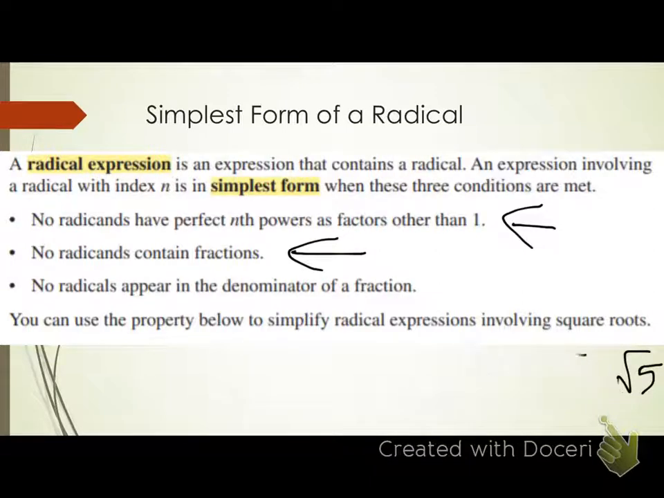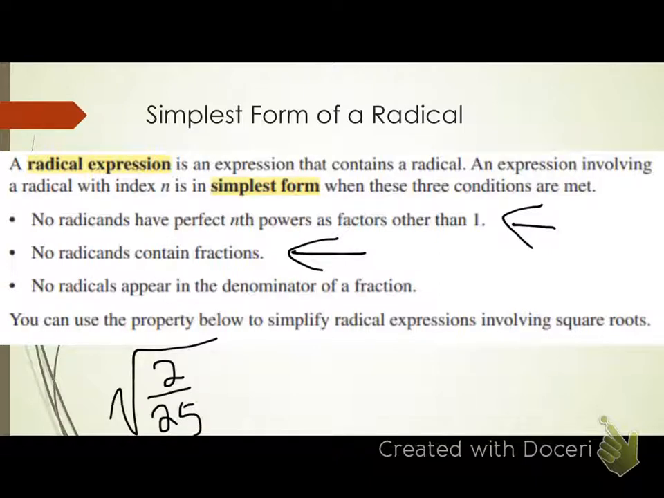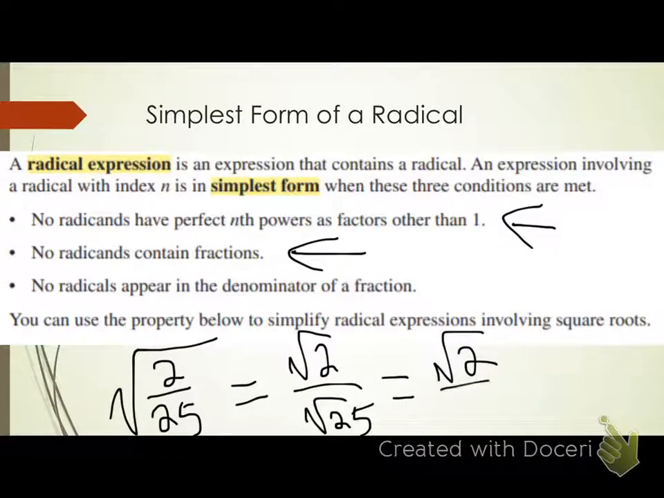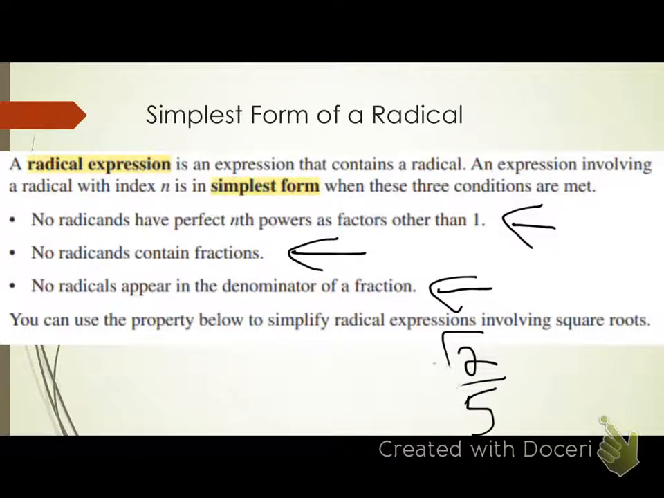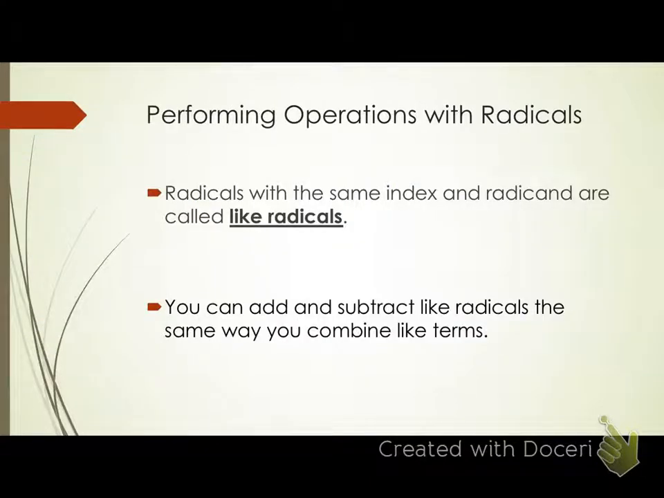The second point is no radicands contain fractions. That was our quotient property. So if we have the square root of 2 over 25, the quotient property said I could give the numerator its own square root, the denominator its own square root, and then simplify each fraction, or each radical. Today we'll look a little more in depth at point number 3 here, as well as some other things besides just point 3. So let's get into our operations.